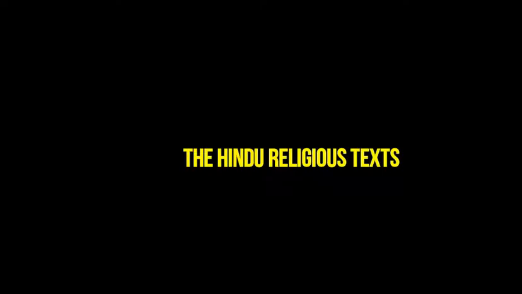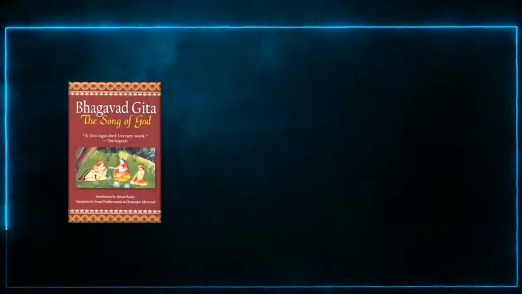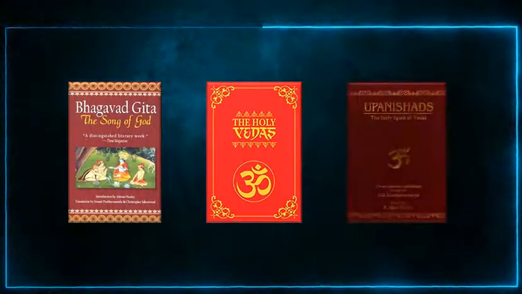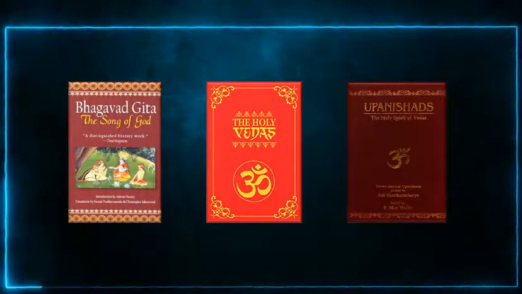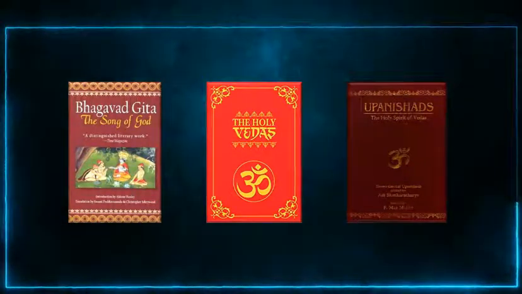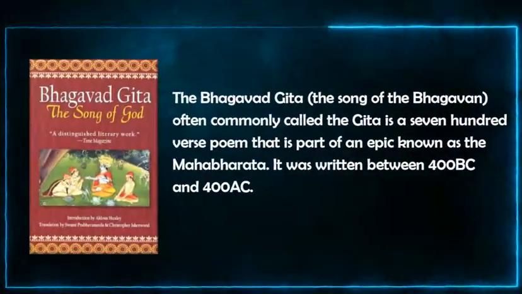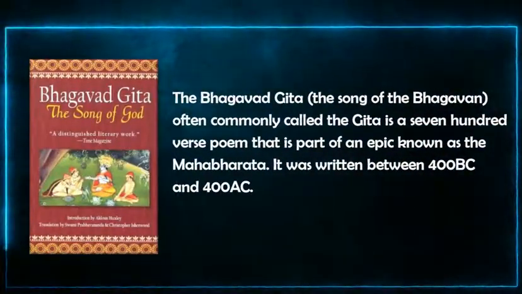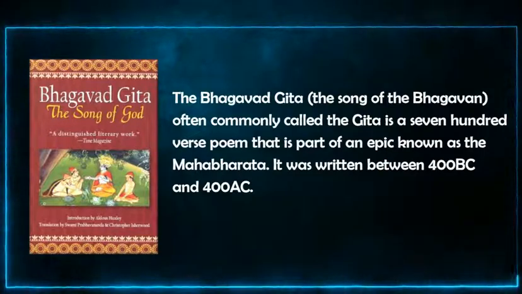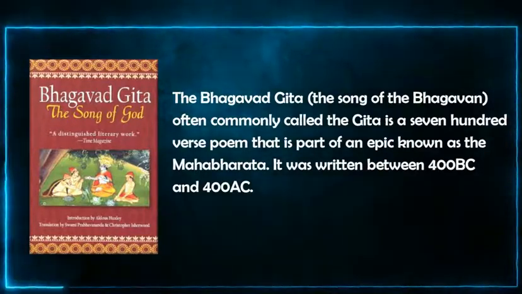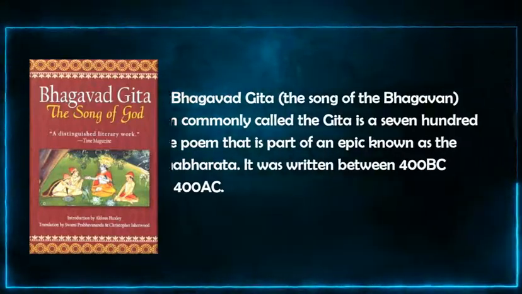2. The Hindu religious texts, which are the Bhagavad Gita, the Veda, the Upanishads. Each of these contributes to the Hindu understanding of morality. The Bhagavad Gita, the Song of the Bhagavan, often commonly called the Gita, is a 700-verse poem that is part of an epic known as the Mahabharata. It was written between 400 BC and 400 AD.